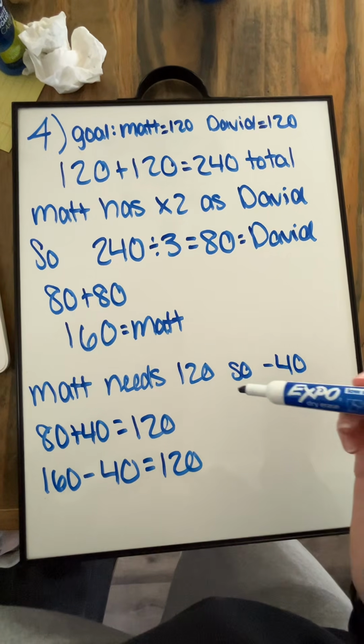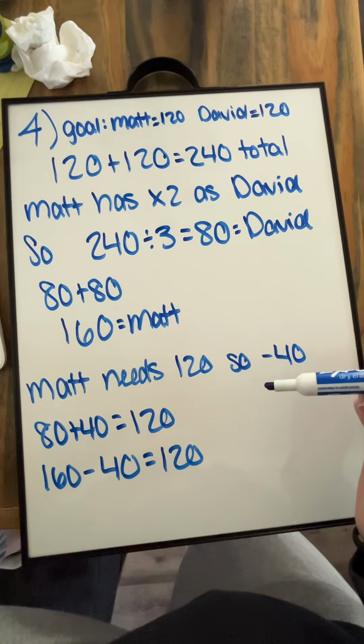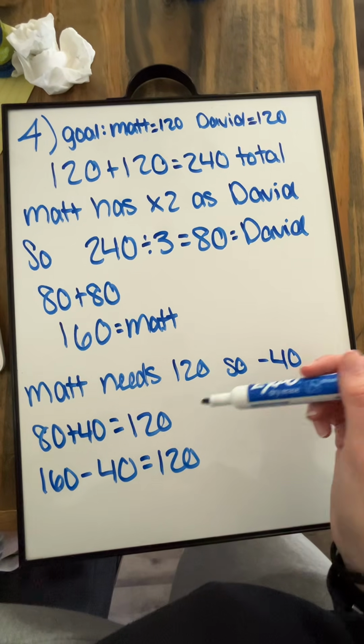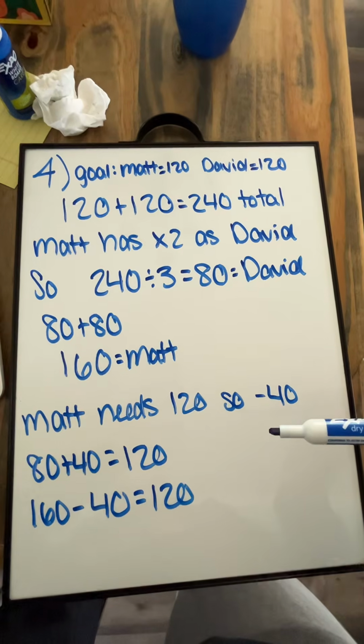But they both need to get to 120. So Matt needs to subtract 40 so that he's at 120. And then David needs to add 40. So Matt gave 40 to David. And then they both ended up with 120.